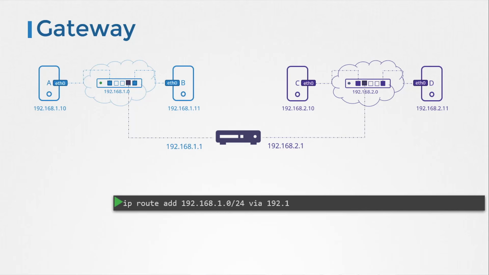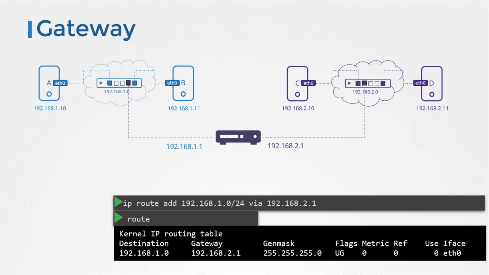Now remember, this has to be configured on all the systems. For example, if System C is to send a packet to System B, then you need to add a route on System C's routing table to access the network at 192.168.1.0 through the router configured with the IP address 192.168.2.1.